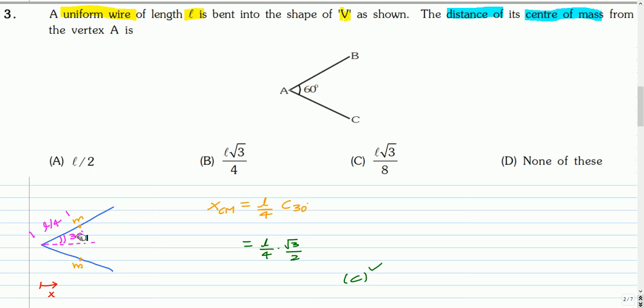So we have to find the center of mass of these 2 point masses. So the x value of the center of mass will be here, and this distance is L by 4 cos 30. Using the value of cos theta as root 3 by 2, we get the correct answer as option C.